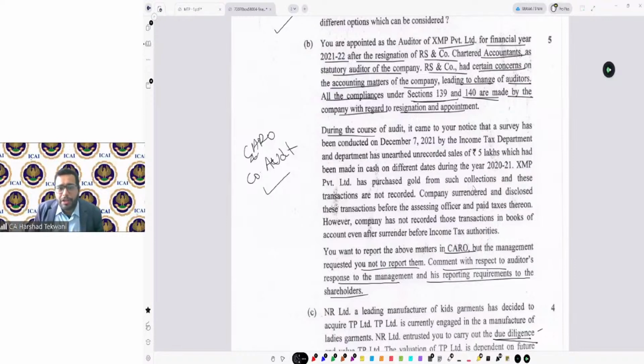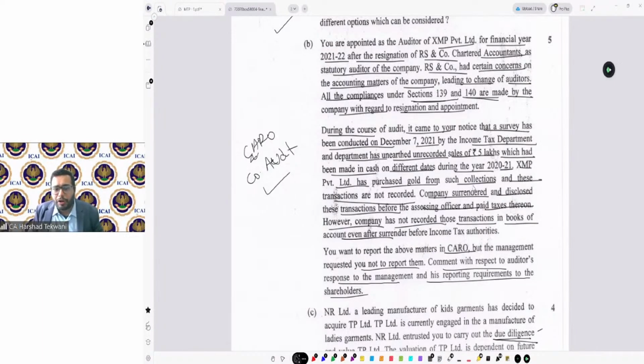So the second one is, during the course of audit, it came to your notice that a survey was conducted on 7 December 2021 by the Income Tax Department, and the department unearthed unrecorded sales of 5 lakh, which were made in cash on different dates of 21-22. XMP Private Limited has purchased gold from such collection and these transactions are not recorded. The company surrendered and disclosed these transactions before the assessing officer and paid taxes thereon. However, the company has not recorded these transactions in the books of account even after surrendering before the income tax authorities.